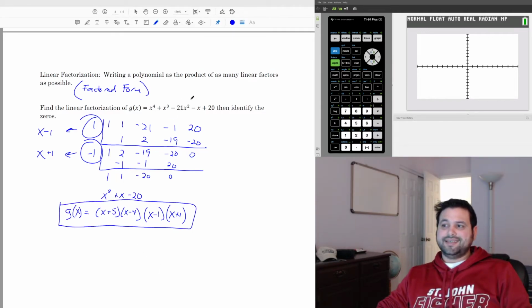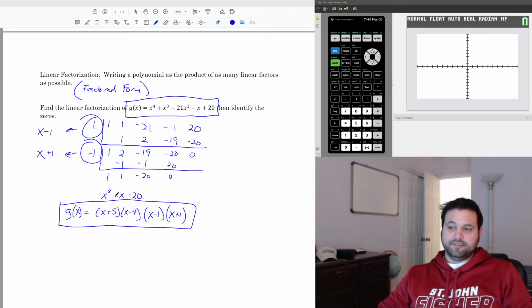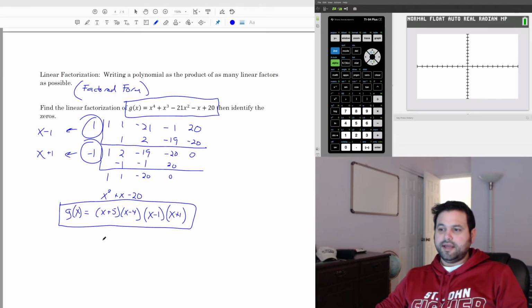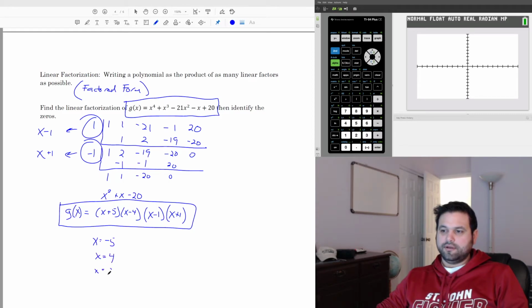So it's the exact same thing as this function, but it's essentially in factored form, right? Linear factorization. It's a bunch of linear factors. And so now I can identify the zeros as x equals negative 5, x equals 4, x equals 1, and x equals negative 1.